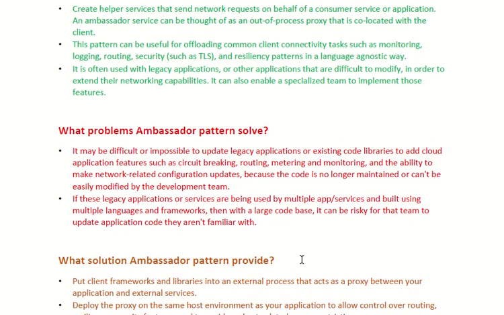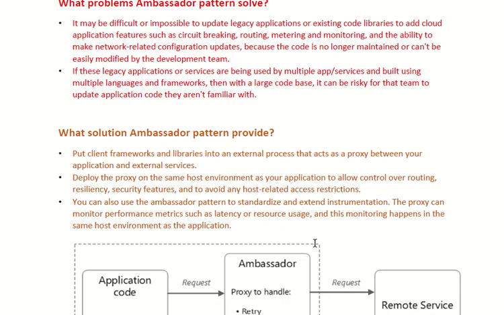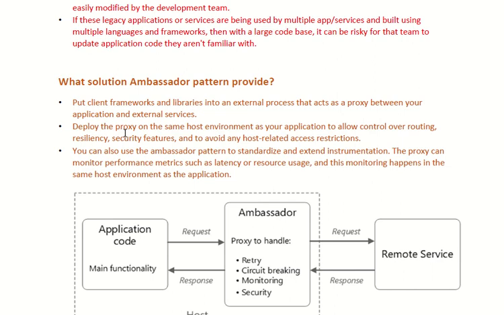So, what solution does this particular pattern provide? Put client frameworks and libraries into an external process that acts as a proxy between your application and external services. Deploy the proxy on the same host environment as your application. The application as well as the ambassador, or the proxy, both should be deployed on the same host environment, to allow control over routing, resiliency, and security features, and to avoid any host-related access restrictions.